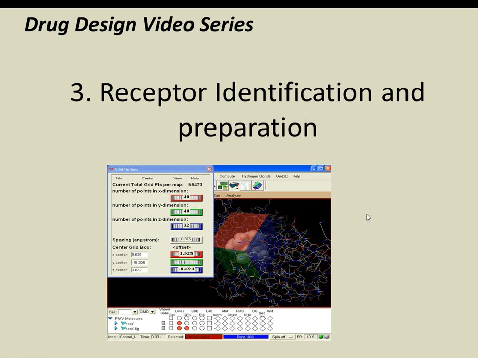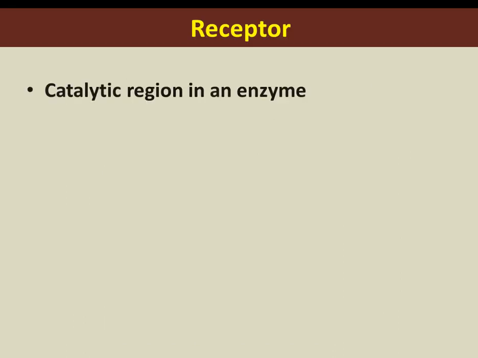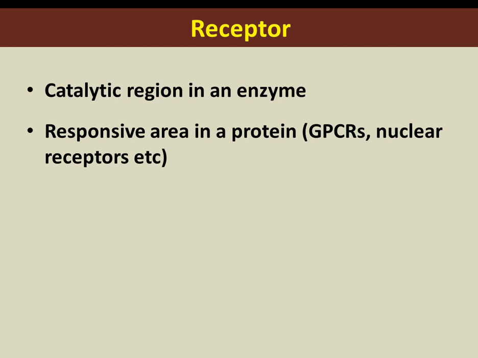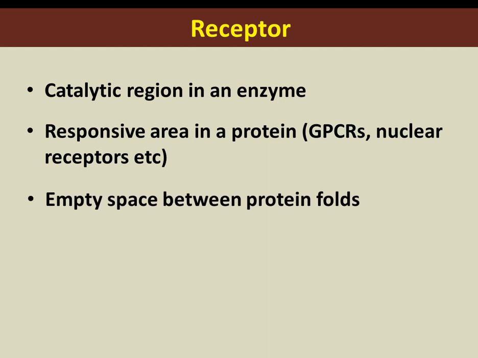In this lecture session, let us discuss receptor identification and preparation. First, let us see what a receptor is. A receptor is the catalytic region in an enzyme or a responsive area in a protein, like GPCRs, nuclear receptors, ion channels, etc. And basically, it is the empty space between protein folds, in simple terms.